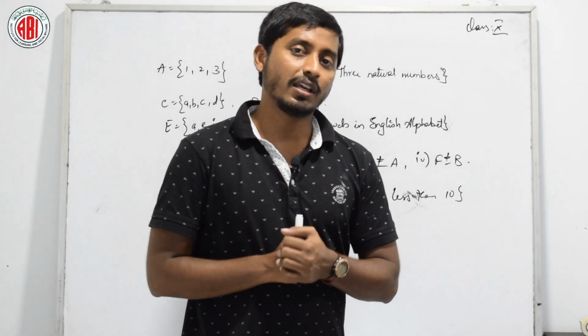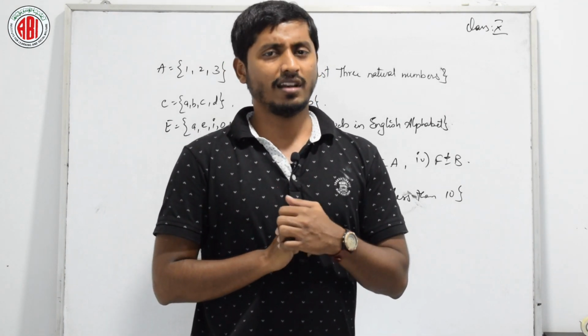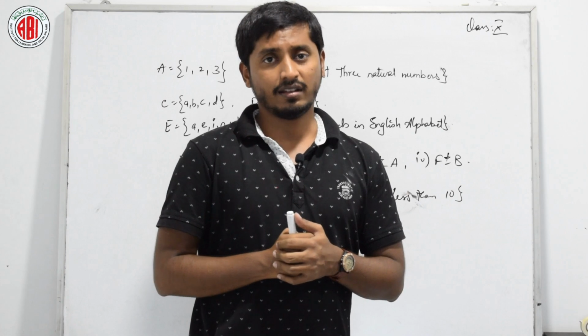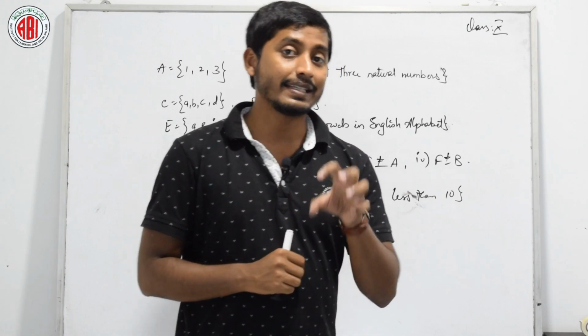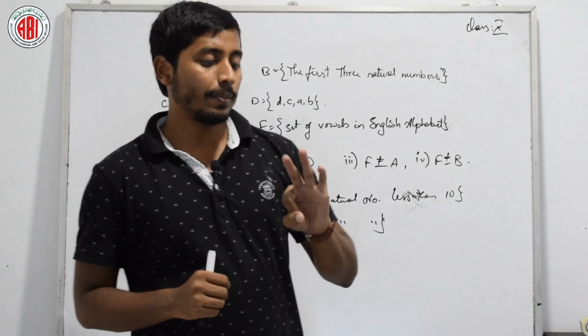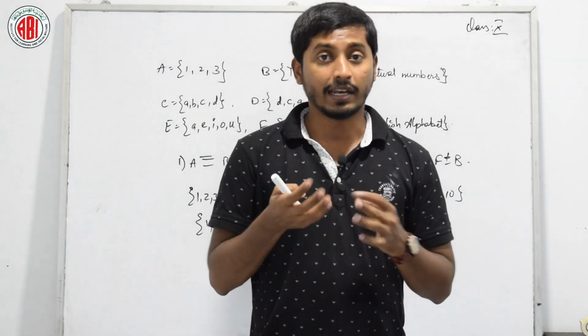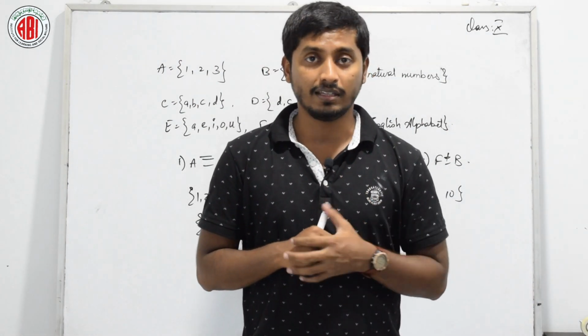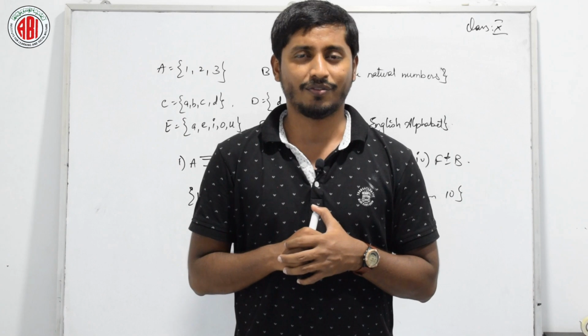And one more thing is the cardinal number. How many elements are there? That is defined by a cardinal number, n. For example, if I have 3 elements in a set, then I can define the cardinal number as 3. Let's do this kind of problem.